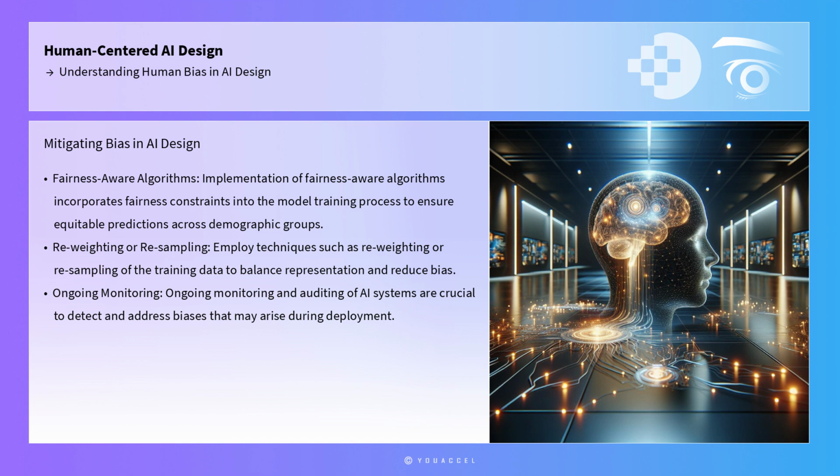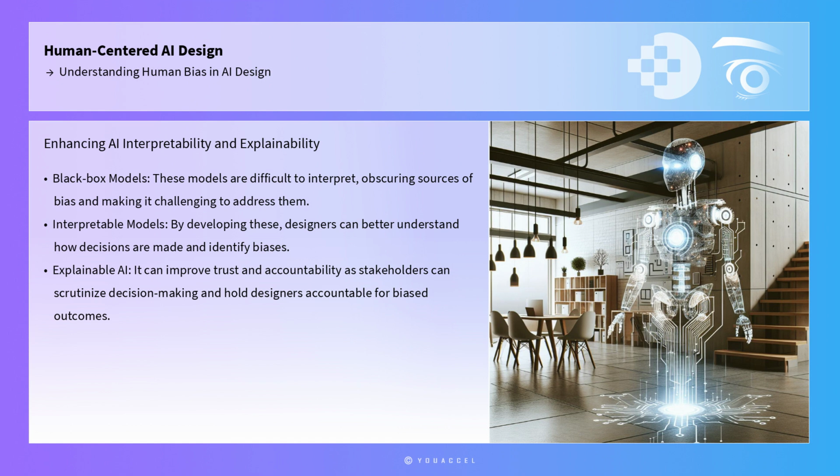Another strategy is to enhance the interpretability and explainability of AI systems. Black box models, which are often difficult to interpret, can obscure the sources of bias and make it challenging to address them. By developing interpretable models, designers can better understand how decisions are made and identify potential biases. Explainable AI can also improve trust and accountability, as stakeholders can scrutinize the decision-making process and hold designers accountable for biased outcomes.